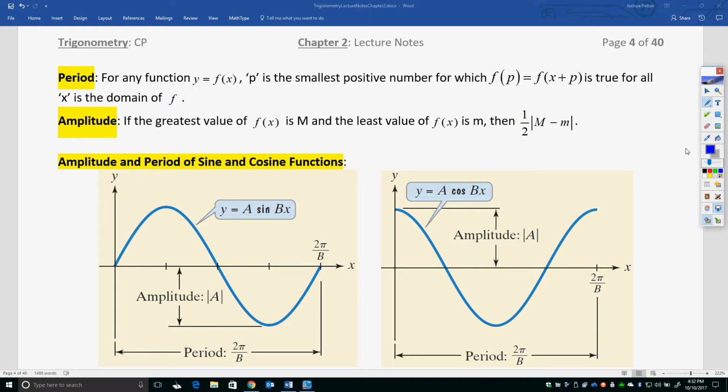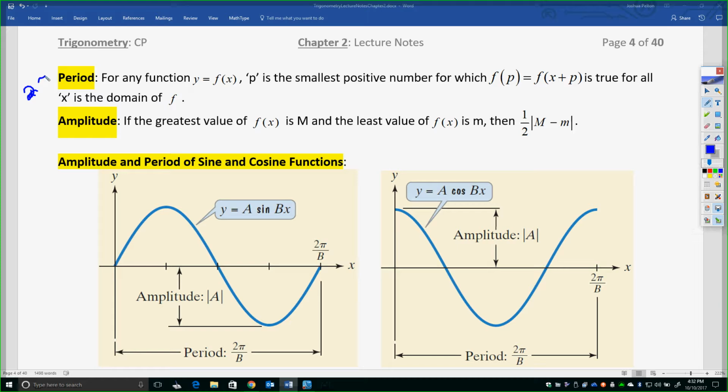The period typically was 2 pi for general sine or cosine, but now we're going to see they could be more or less than 2 pi. And we found before the amplitude of the sine and cosine was 1. But now that could be greater or less than based on the new maximum and minimum values.